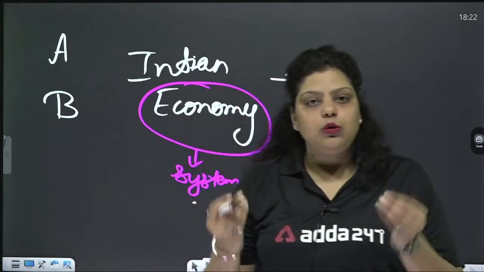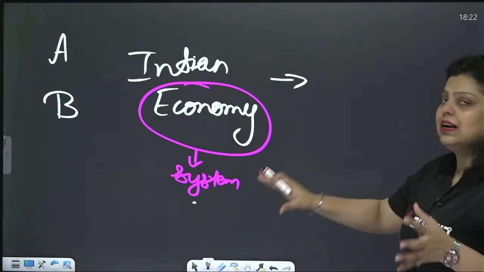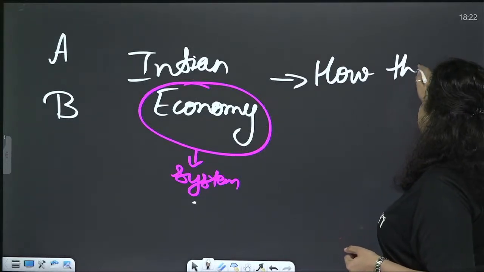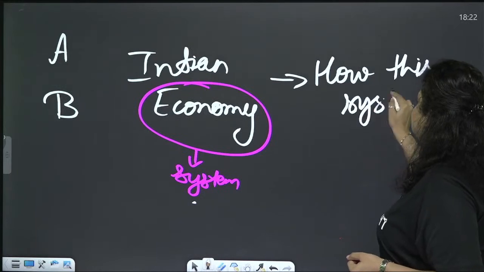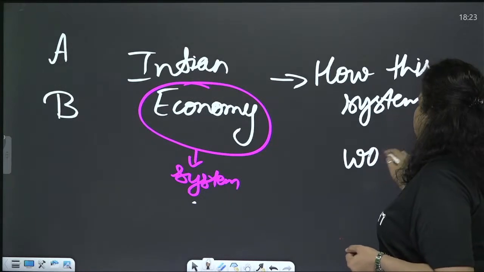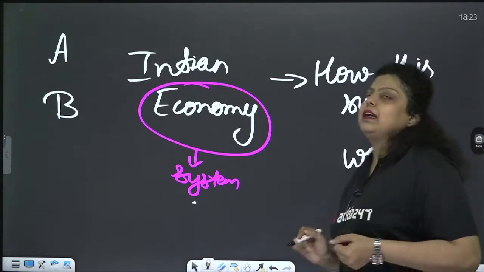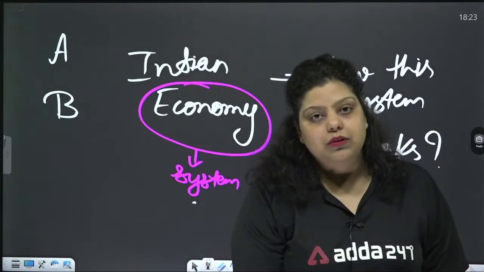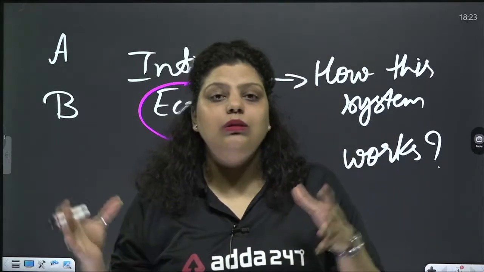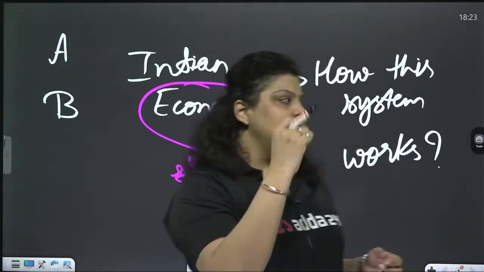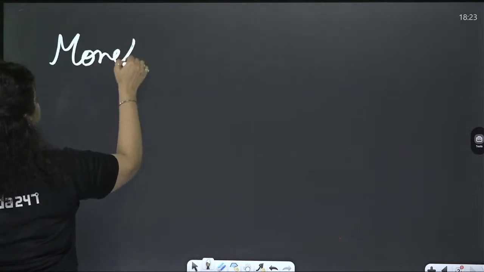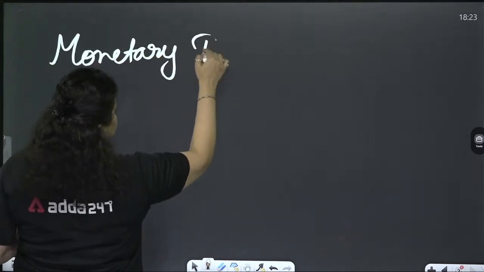So what we are going to do in this particular subject is understand how this system works. We have to study how this system works. It's very obvious that when you are studying economics, module A and B, Indian economy of your IFS, it means we have to understand how this particular economy is working. So we have to understand the circulation of currency, and we will understand it with the help of monetary policy.